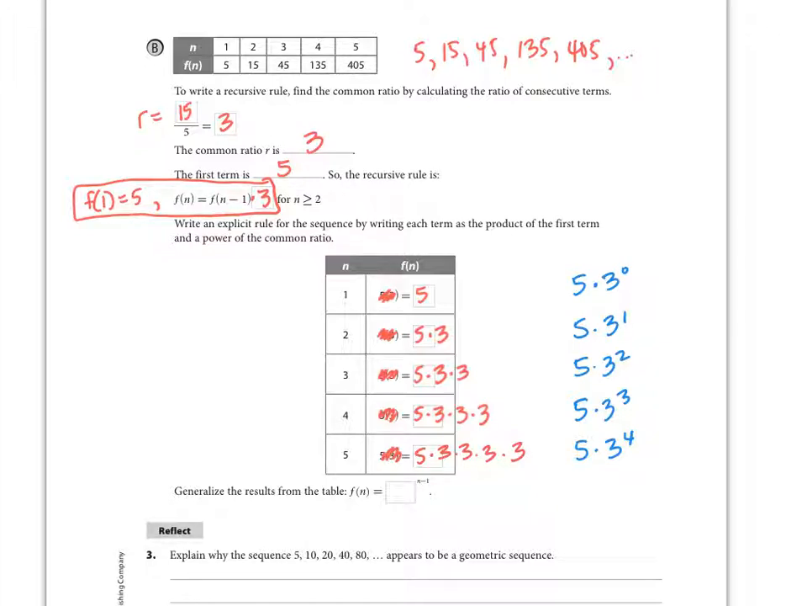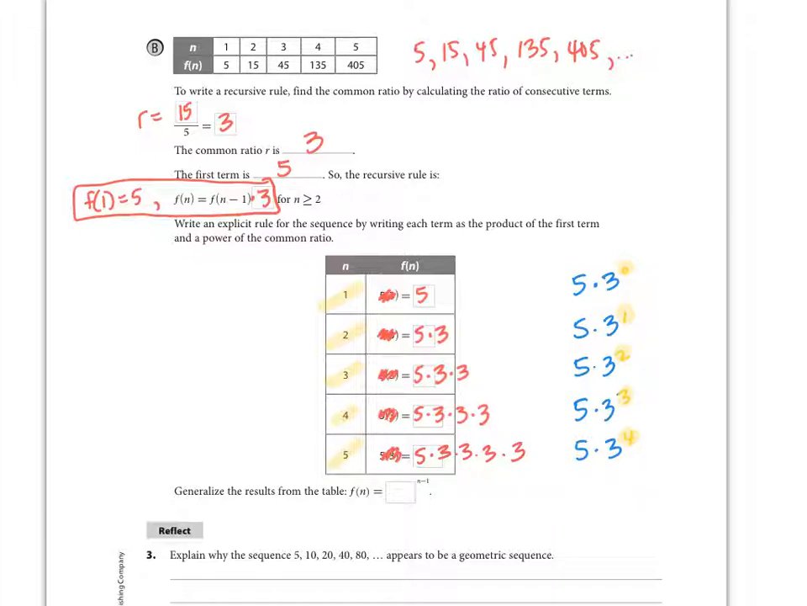In order to understand how these rules work, how we're building them, we relate our input. Look at the input of 1, our exponent is 0. Input of 2, our exponent is 1. Okay. Input 3, our exponent's 2. Input 4, our exponent's 3. Input 5, our exponent is 4.